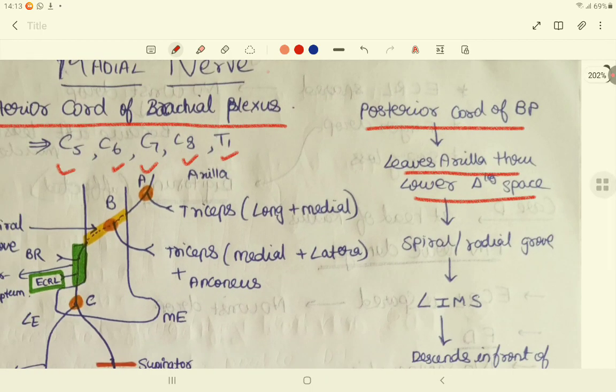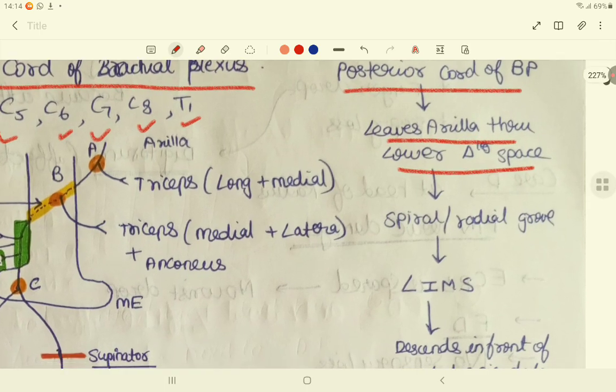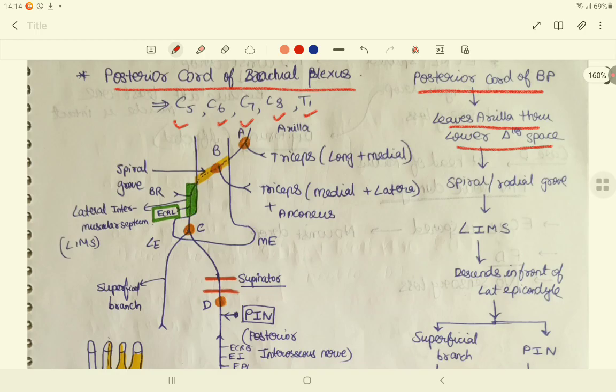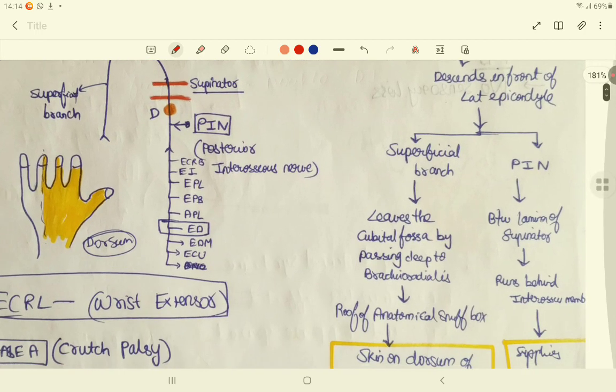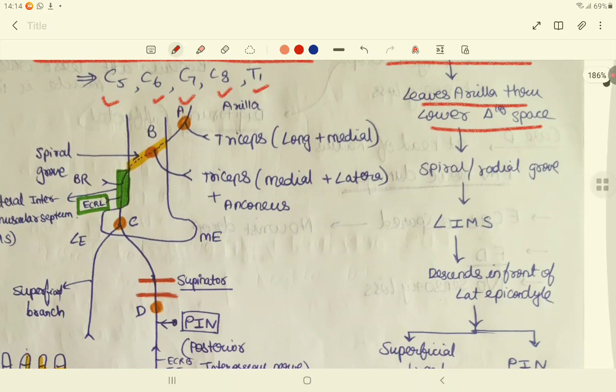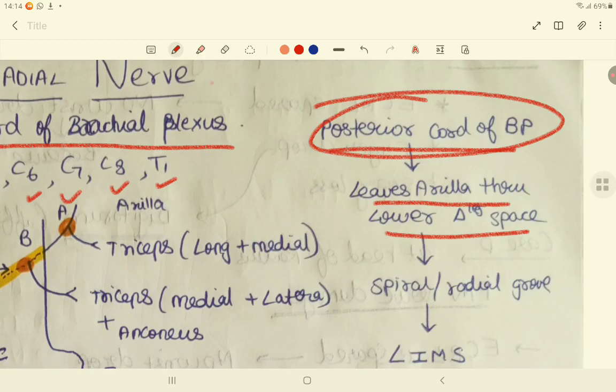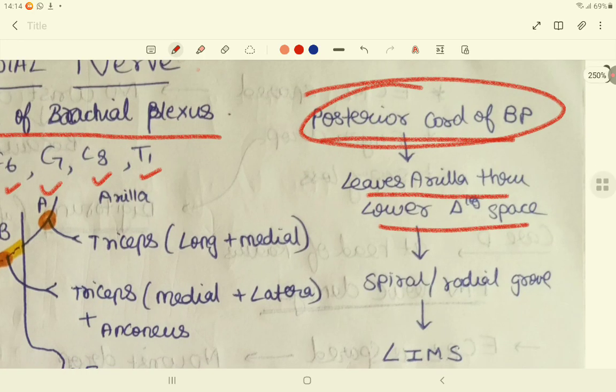So let me put it very clearly. First we'll talk about the course of the radial nerve. You see the flow chart over the right side of the page. Let us first clearly talk about the course and then we'll go into the details of the radial nerve. It starts from the posterior cord of the brachial plexus and then leaves the axilla through the lower triangular space. I hope you know about the three triangular spaces, right? The quadrangular space, the lower triangle and the upper triangular space and their contents. So basically this radial nerve leaves from the lower triangular space along with the profunda brachii artery, right?